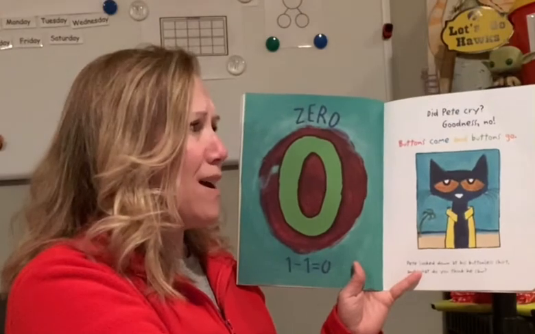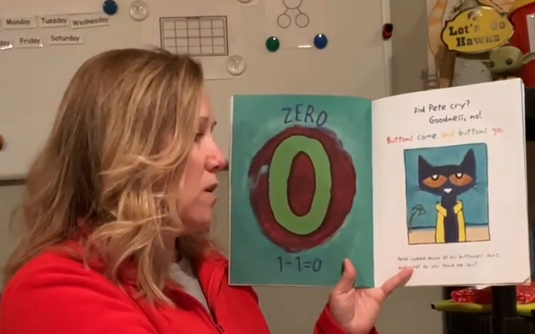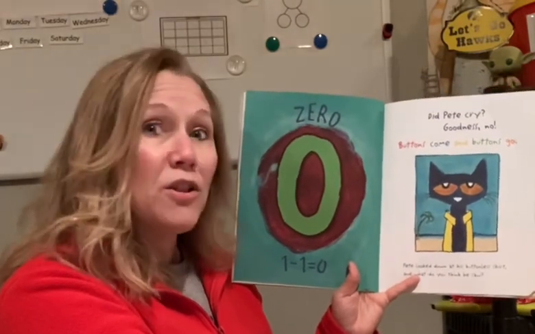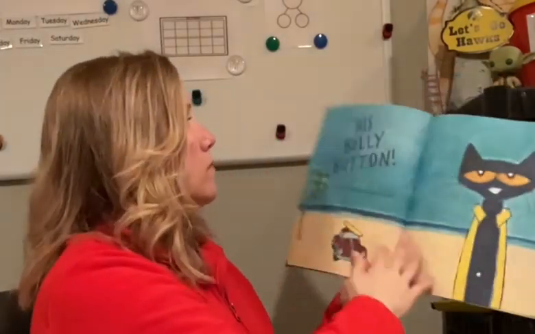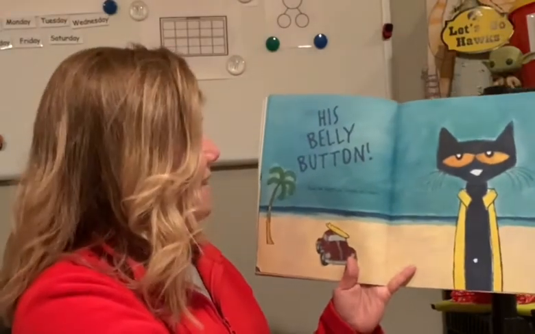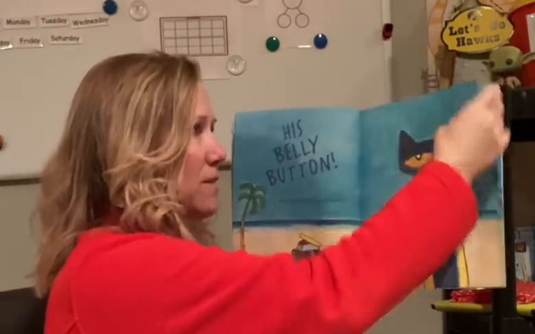Did Pete cry? Goodness, no. Buttons come and buttons go. Pete looked down at his buttonless shirt. And what do you think he saw? His belly button. And he kept singing his song.